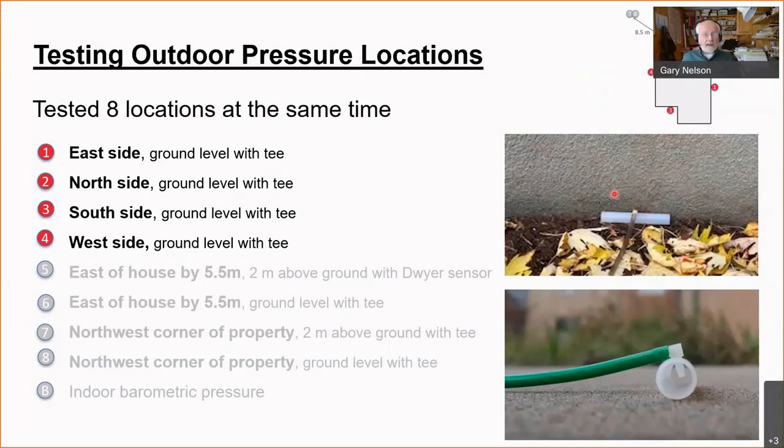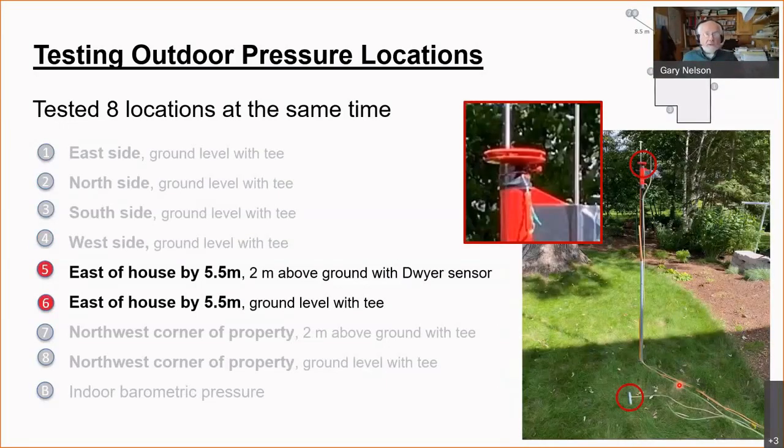And I designed a T fitting using about a 12 millimeter inside diameter tube, so that it does what a regular T does, but it also holds the end of the tube up above the ground, so that if it rains, it keeps the water from getting in the tube. And I've had these tubes outside my house for a couple of months, and none of them have plugged yet with water.